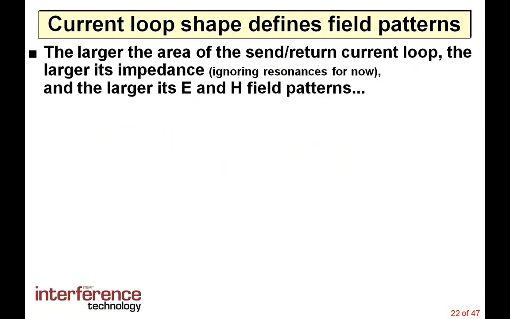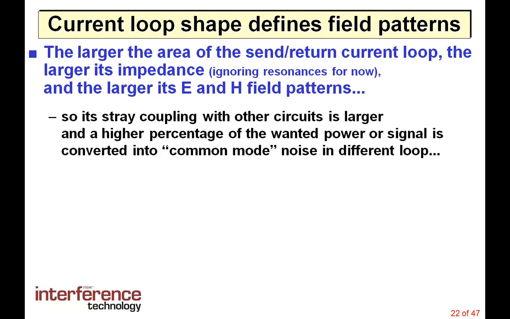The shape of the current loop defines the field patterns. The larger the area, the larger the impedance, if we ignore resonances, and the larger the electric and magnetic field patterns. So the stray coupling of other circuits is larger, which means a high percentage of the wanted power or signal is converted into common mode noise in a different loop.